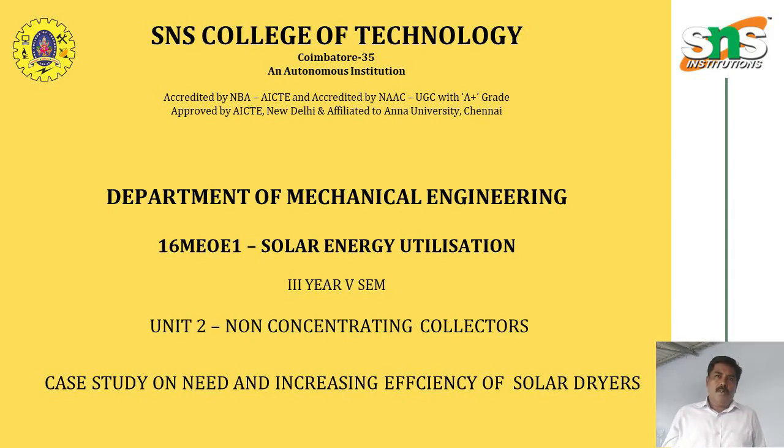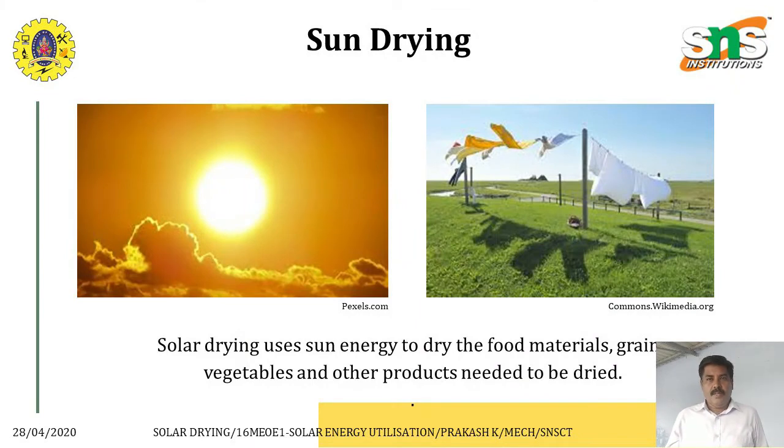Now you can see two pictures on the screen. One picture is a sun with bright radiation, and nearby you can see clothes drying. So what is the interconnection between these two pictures? The radiation from the sun, as heat, is used to dry the wet clothes. What is the principle behind this? The radiation takes off the moisture content. This process is called solar drying.